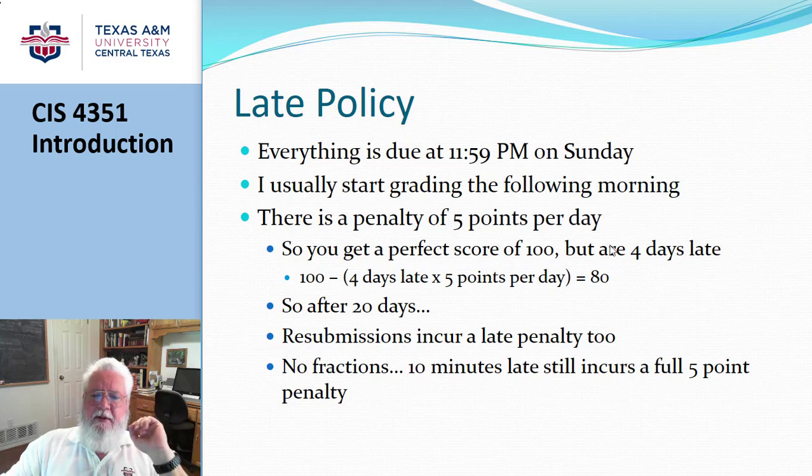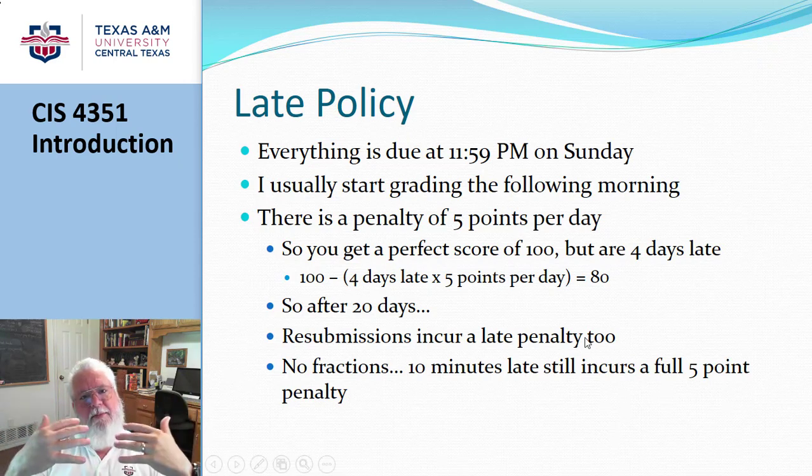So for example, let's say you had a perfect score of a 100, but you're 4 days late. Well, that's 4 times 5 is 20, minus 100. You're going to make it 80. Now, if you're pretty good at math, you can kind of figure out after 20 days, the highest score you could make is a 0. Okay, good.